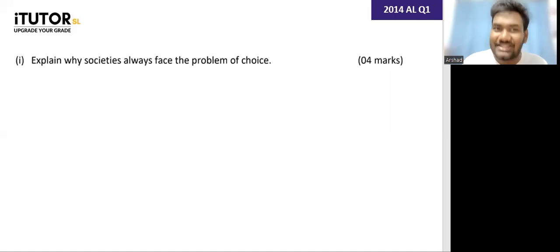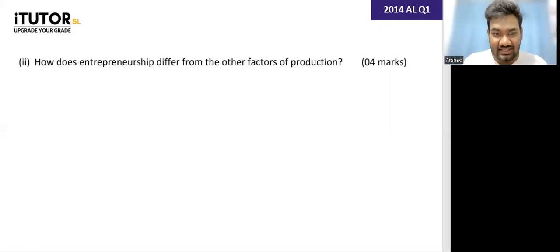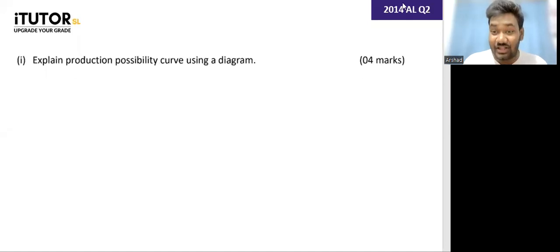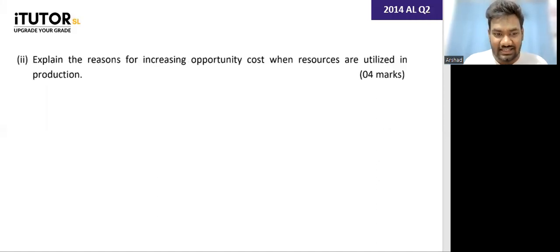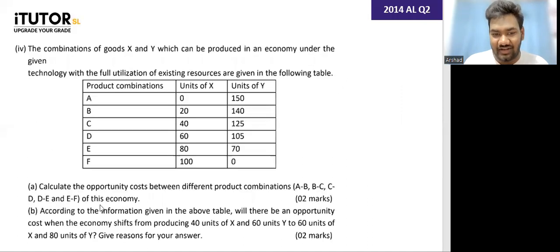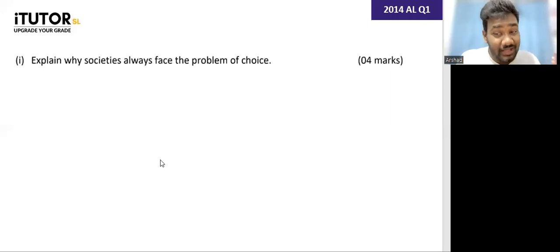They gave 2 questions from unit number 1. See, question number 1 has these subparts, okay? And then they gave another question, 2014 A-level question number 2. This was also from unit number 1, right? This also had certain things to show on a PPC and different opportunity costs and different types. They gave 2 questions from unit number 1. That's why I told you they made the unit easy. They gave 2 questions from unit number 2 and 3 also.